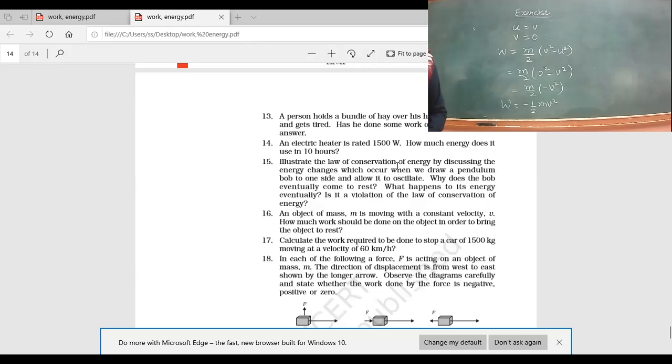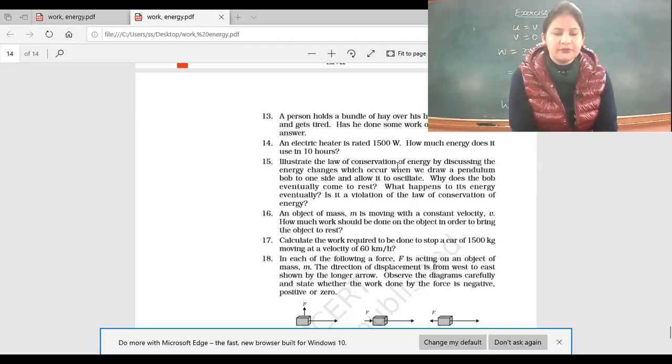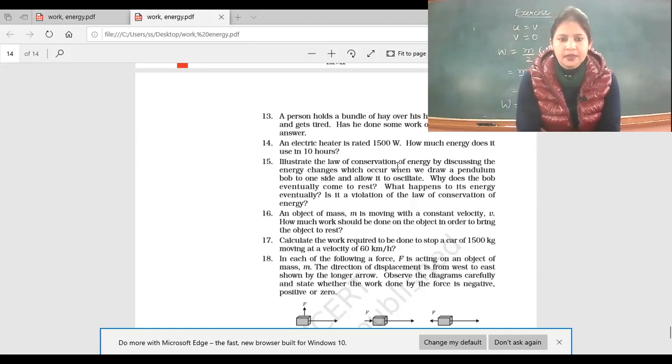Yes, who will tell me in first figure what is the work done? Zero. Why zero? Yes, because angle between force and displacement is 90 degrees. So in first diagram, work done is zero. What about in second diagram? Yes, work done is positive. Why is it positive? Because force and displacement are acting in the same direction. And in the third?